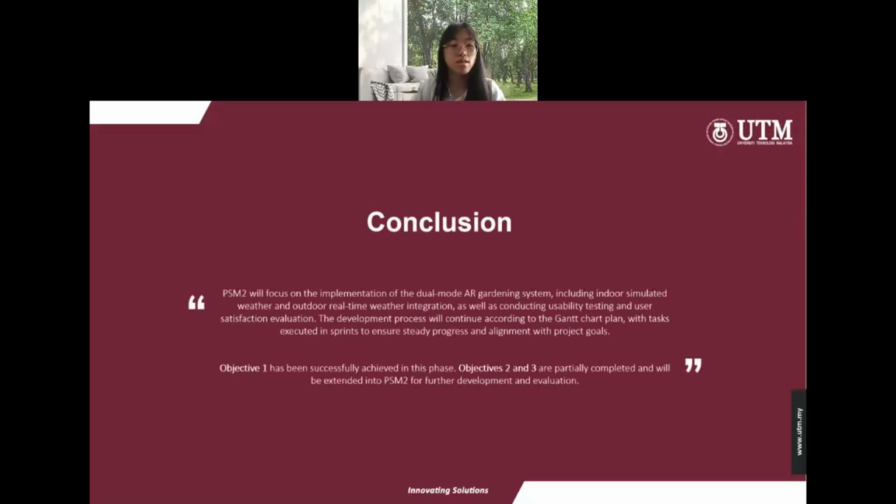This includes both the indoor simulated weather features and outdoor real-time weather integration. Alongside the development, we will conduct usability testing and evaluate user satisfaction to ensure the system meets user needs. The development process will continue following the Gantt chart plan, with tasks organized and executed in sprints to maintain steady progress and alignment with our project goals. So far, objective 1 has been successfully achieved during this phase. Objectives 2 and 3 are still in progress and will be carried forward into PSM2 for further development and evaluation.